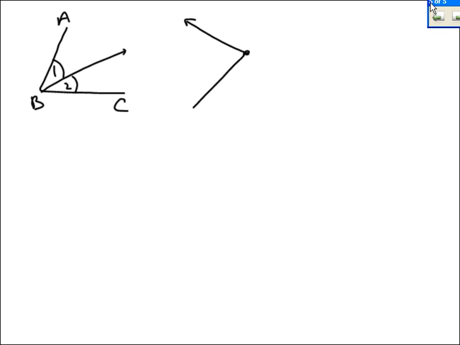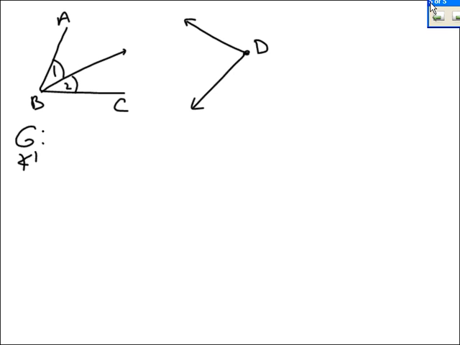Okay. Suppose you are given this figure. Points A, B, C. You have this line, and you have two angles, 1 and 2. You also have these two rays meeting at D. And you are given the following, G for given.